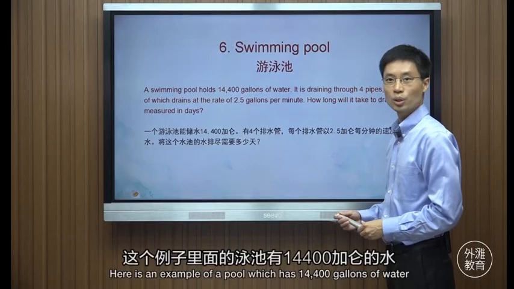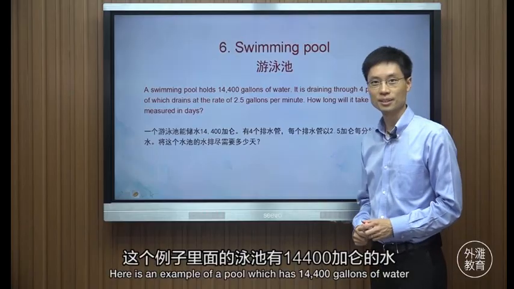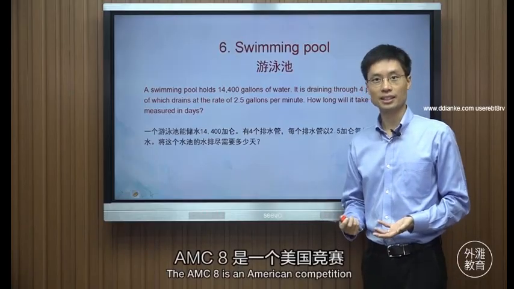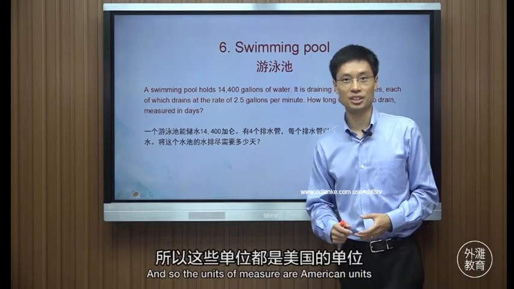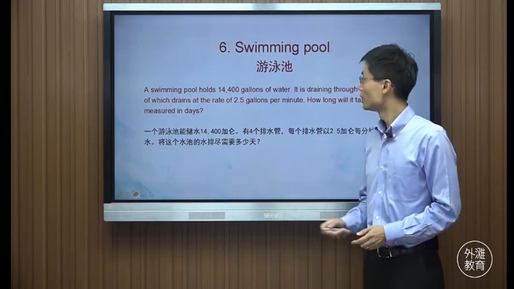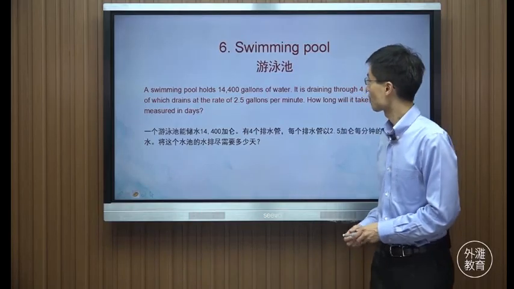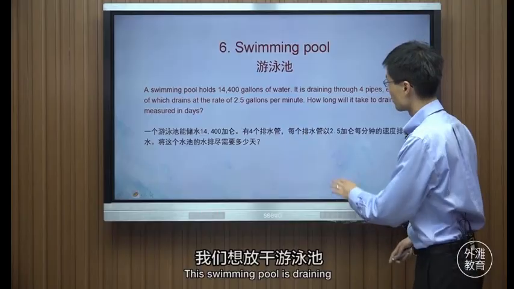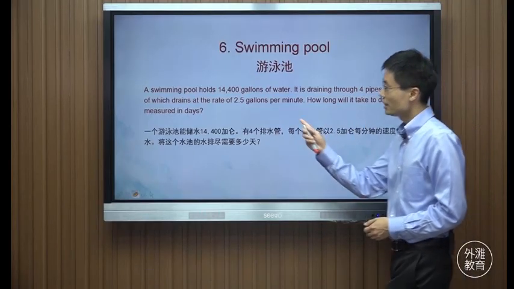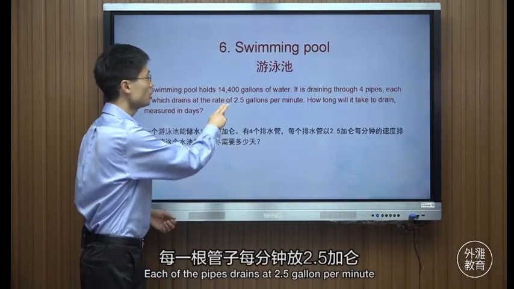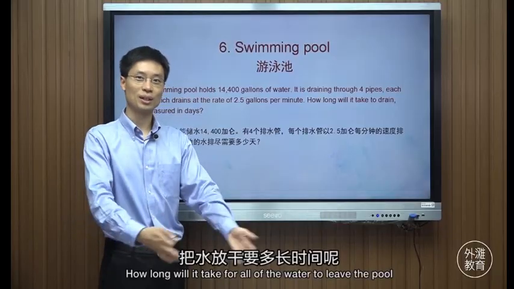Here is an example of a pool which has 14,400 gallons of water. The AMC8 is an American competition, and so the units of measure are American units. A gallon is approximately 4 liters. This swimming pool is draining, and there are 4 pipes that will take the water away. Each of the pipes drains at 2.5 gallons per minute. How long will it take for all of the water to leave the pool?